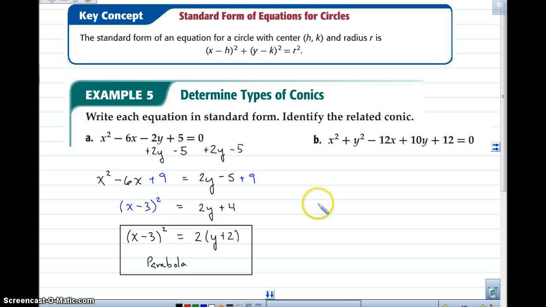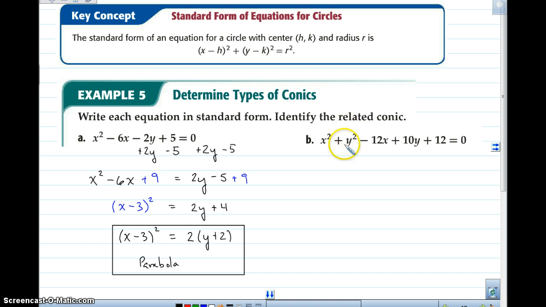Okay, that was easy and pretty much a review of what we've already done. Let's try another one where we actually have an x squared and y squared. So this is similar to the one that we did on Monday. We're going to reposition these. This is x squared minus 12x plus y squared plus 10y. And then I'm going to subtract the 12 over so that it's set equal to negative 12.